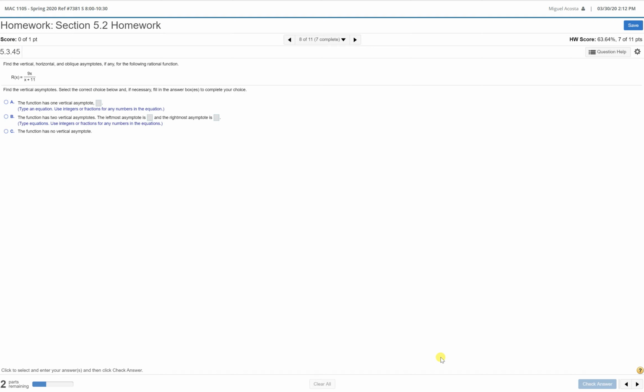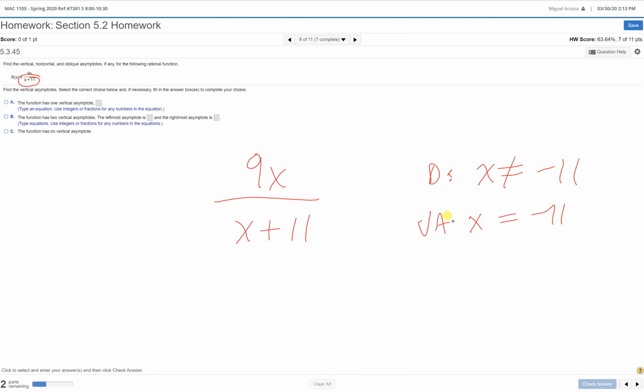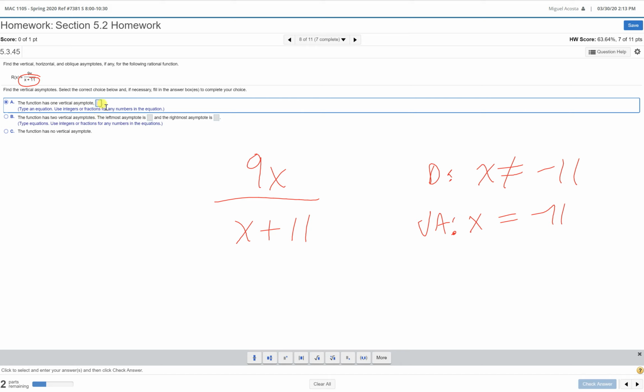Alrighty, we're almost done. So this one, it's asking us to determine the asymptotes. So let's see. The asymptotes would be whatever makes that denominator 0 and cannot be canceled out of the numerator. So remember guys, I like to always do this. Domain restriction, x cannot equal -11. Can I cancel anything out of this? Clearly no. So this also happens to be my vertical asymptote. Alright, so it has one vertical asymptote. X equals -11.